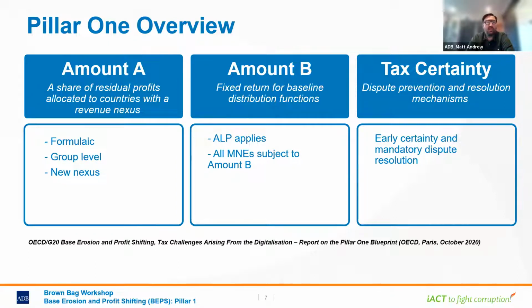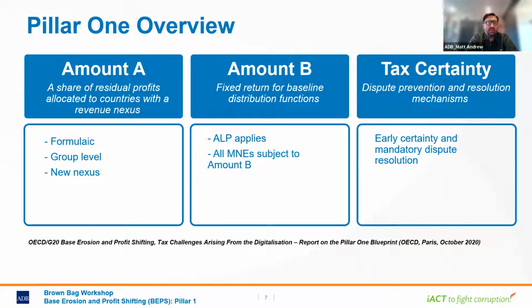The first is Amount A is calculated on a global consolidated financial accounting basis. That is, it's calculated on a single group entity basis using the consolidated financial accounts and not on a separate legal entity basis as per the current transfer pricing rules and our current corporate income tax system, which obviously taxes on an entity by entity basis. This is a group calculation.